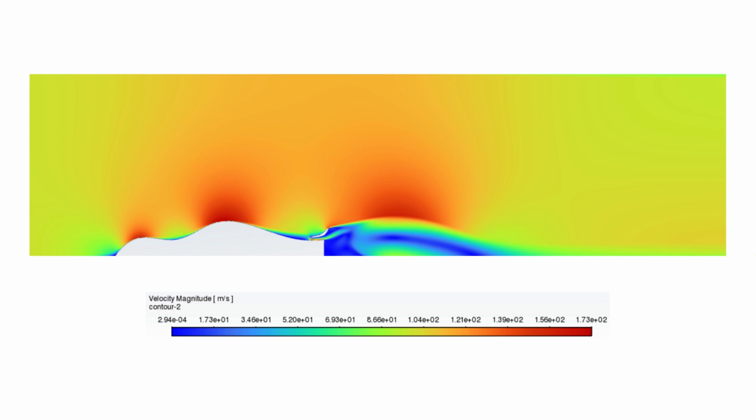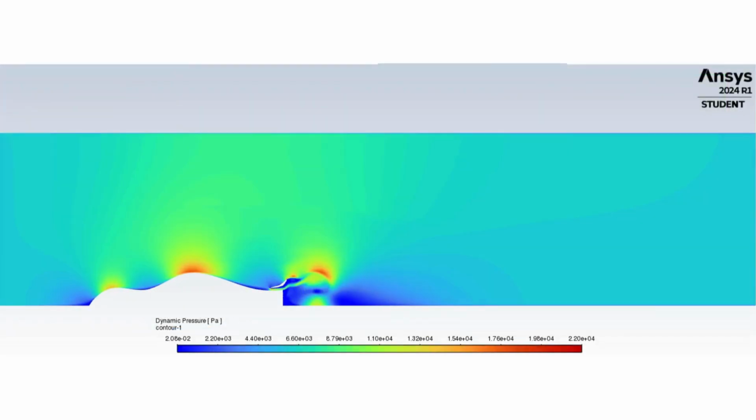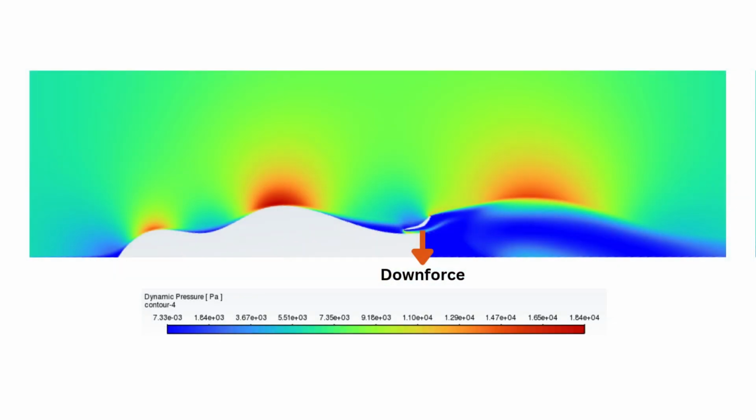The high velocity above the wing correlates with low pressure, Bernoulli's principle, contributing to downforce. The increased velocity downstream reflects the wing's aerodynamic efficiency. Let's see what the pressure says. The dynamic pressure plot shows a higher pressure beneath the wing and a lower pressure above it. A strong pressure gradient is visible across the wing, particularly near the leading and trailing edges. This pressure differential generates downforce, pushing the car downward and improving traction, especially during braking or cornering.